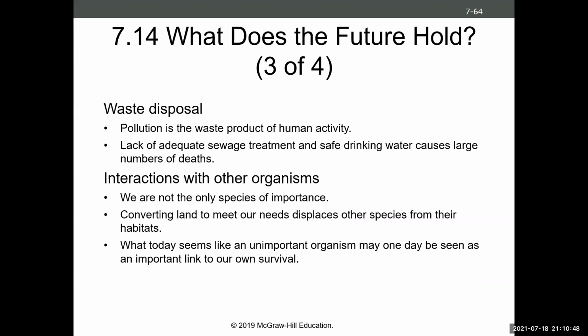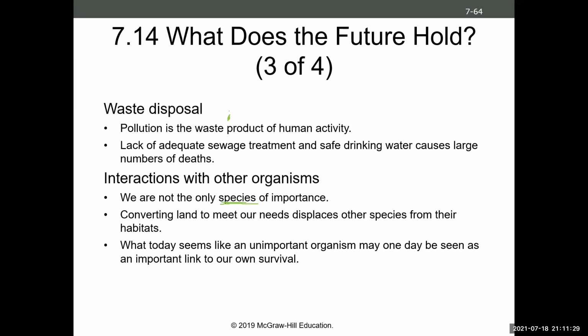And we have waste disposal issues, right, where pollution is a product of our activity, but we don't really have good waste disposal methods, and we need to increase our disposal methods and capabilities. And we're not the only species of importance, right? We look at ourselves as being on the top tier of the totem pole, but that's not really the case, because we rely on other species for resources, and if we displace species, they're going to cause ecosystems to go out of whack, and what we do really matters.